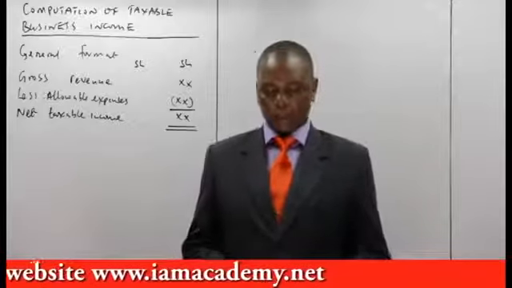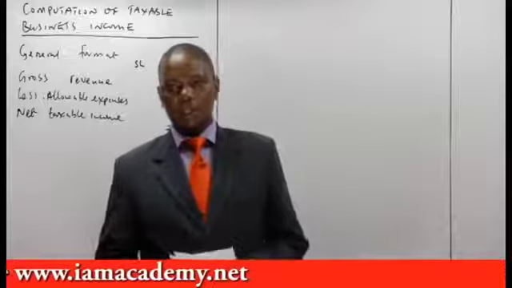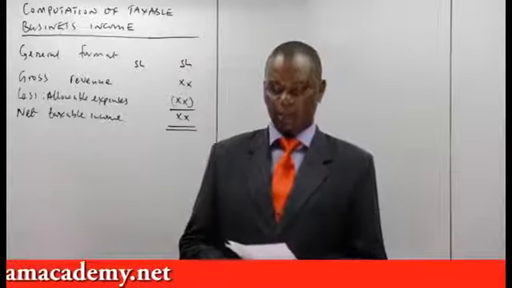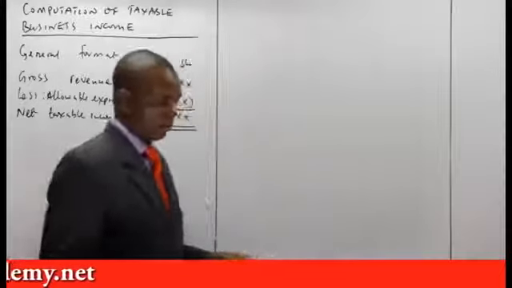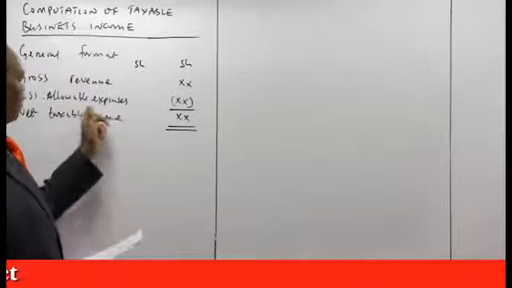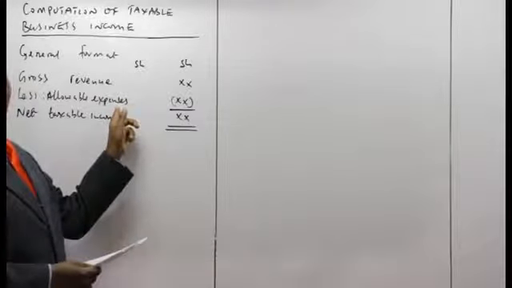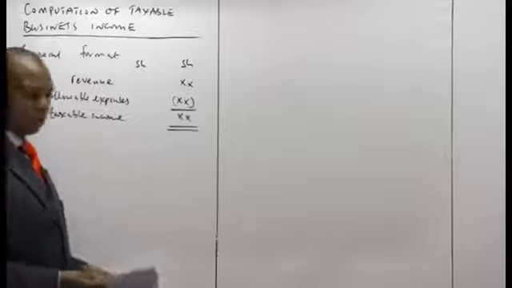So those are among the items listed in the Income Tax Act as allowable expenses when determining the taxable business income. Our allowable expenses here can be very many, as we have tried to list them down before we arrive at the taxable income.